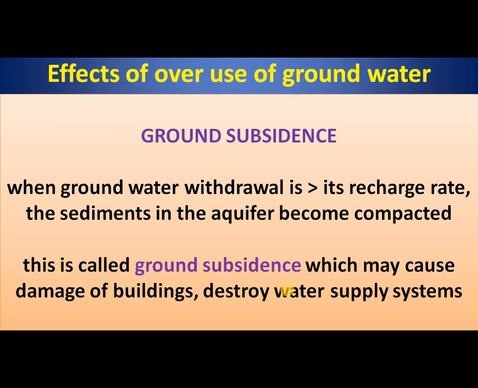Sometimes when water is extracted in more quantity, ground subsidence takes place. When groundwater withdrawal is more than its recharge, the sediments which are present in the aquifer become compacted. This is called ground subsidence. Ultimately, it causes damage to buildings or destroys water supply systems.